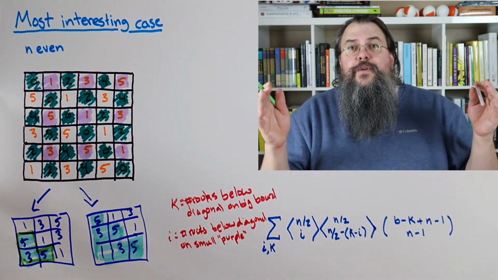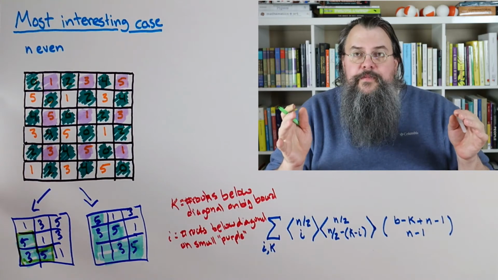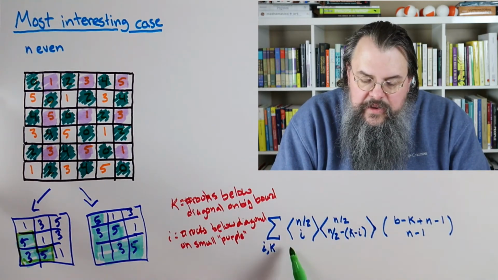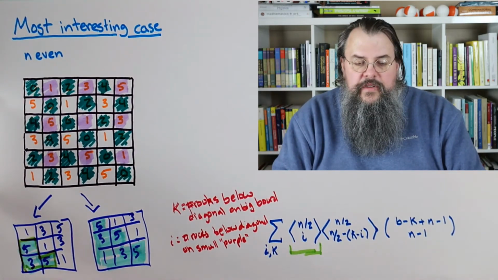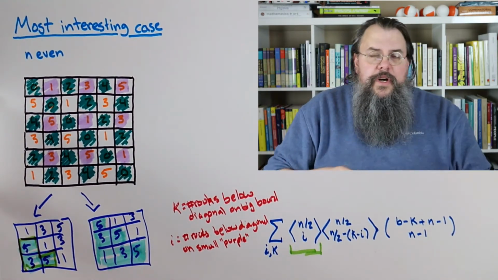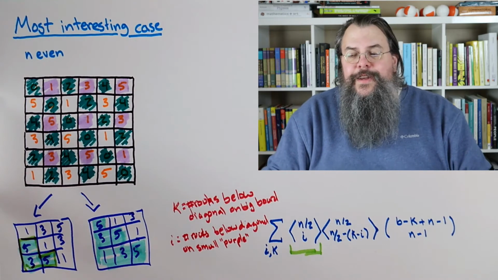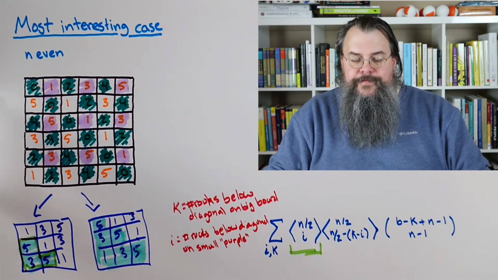Okay, no problem. And that's just the Eulerian number. We know the size of the board is n over 2. We want i rooks below. All right, nothing too surprising.